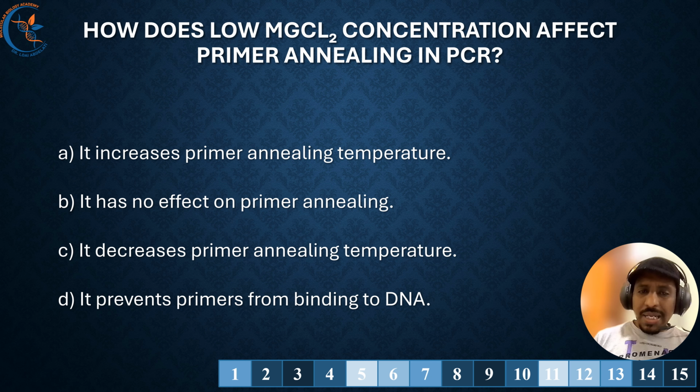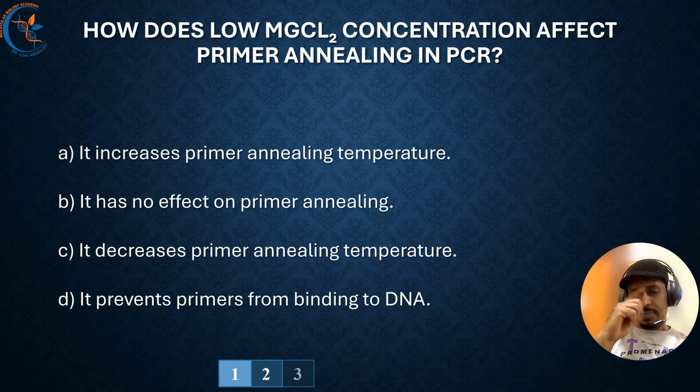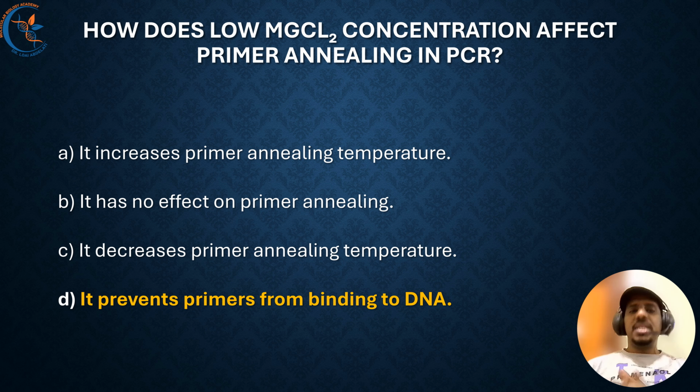All right, next question here. How does low magnesium chloride concentration affect primer annealing in PCR? The correct answer, it prevents primers from binding to DNA. Adequate magnesium chloride levels are necessary to stabilize the interaction between primer and DNA template. So low magnesium chloride can lead to poor primer binding. Okay?